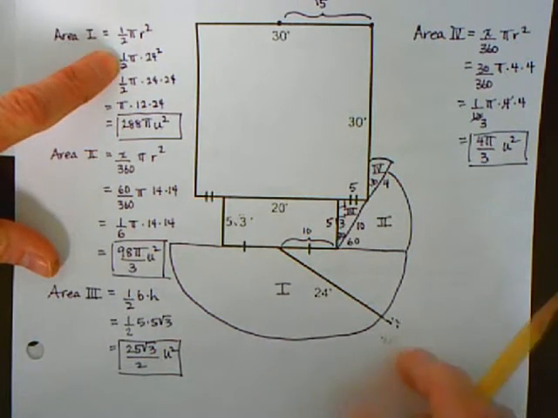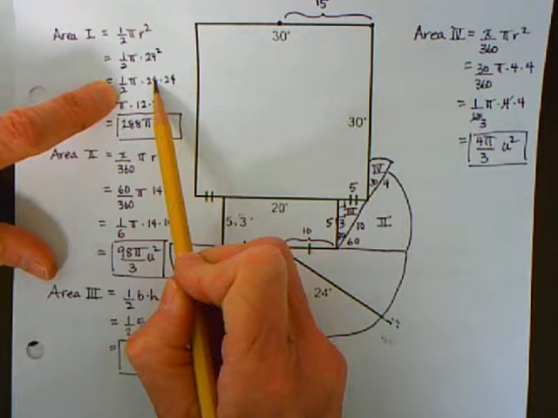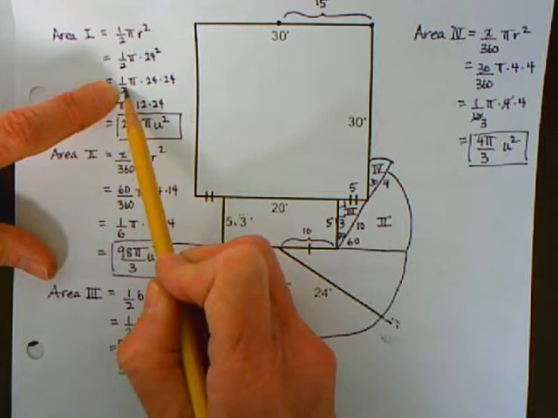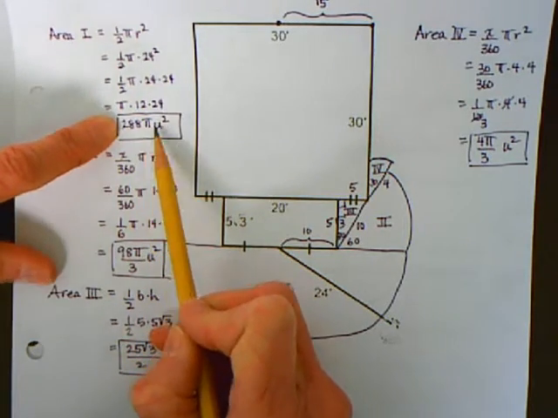So one-half pi times 24 squared, 1 numerator, 1 denominator here. Got that backwards. 2 cancels with the 24. Pi times 12 times 24, 288 pi units squared.